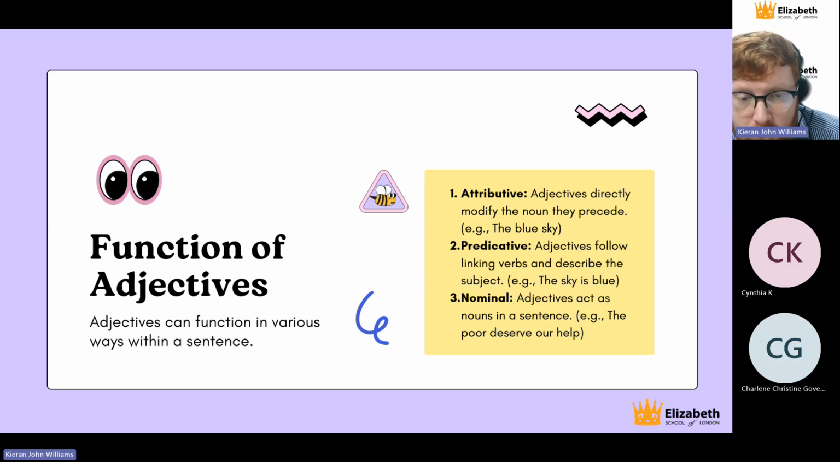But also adjectives can work as a noun in a sentence. The poor deserve our help. Generally poor is an adjective. He is a poor person, for example. But in some very special situations, they can be a noun as well. So those were our adjectives.